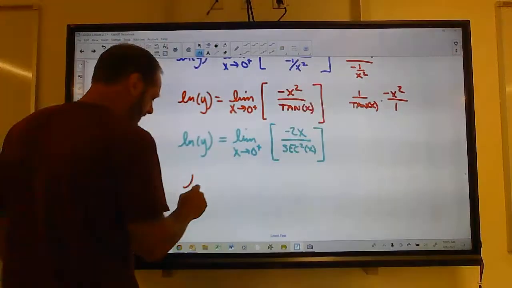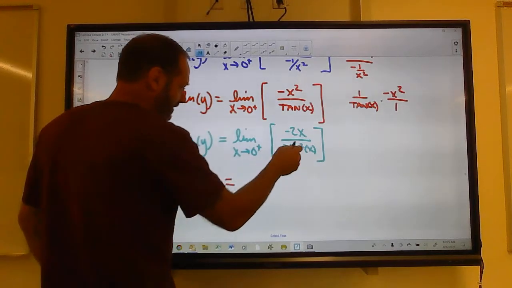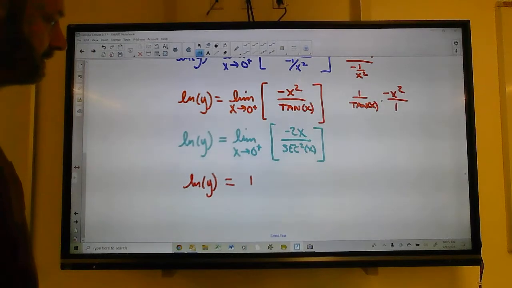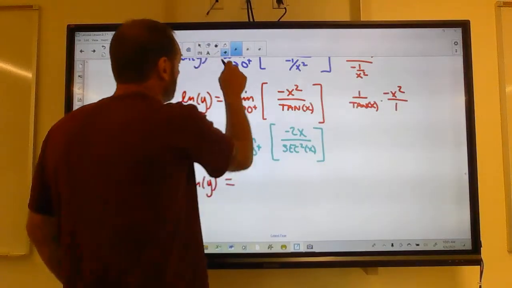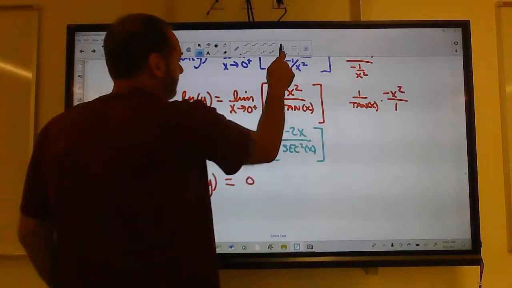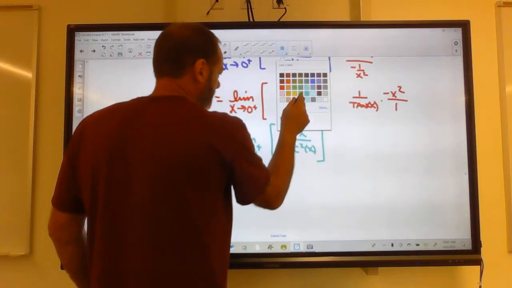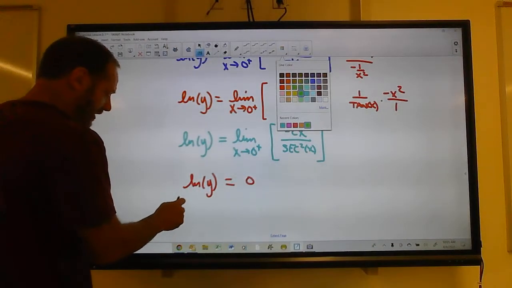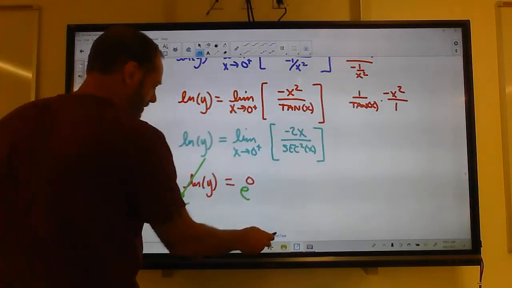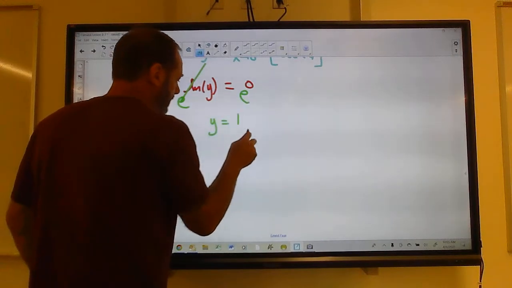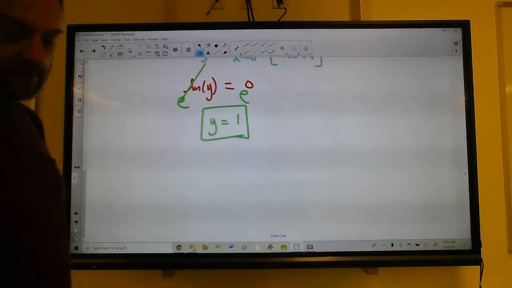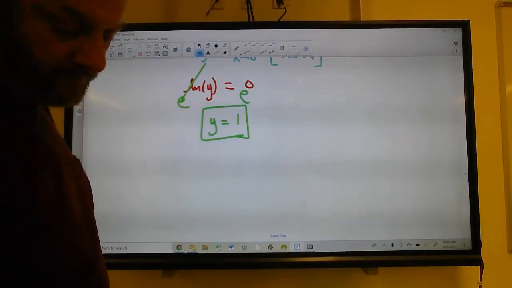And the limit, or the natural log of y, is going to equal the limit of this. That's going to be 1. I'm sorry, it's going to be 0. Okay, now don't forget, we still have to get rid of this natural log, so we're going to take e to both sides. Okay, and that's going to go away, and I get y equals e to the 0, which is 1. Woohoo! So that wasn't too bad.